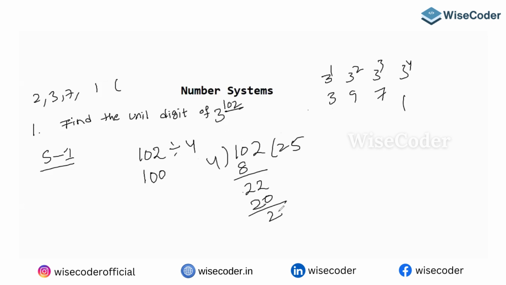So put which power I want, 3. So put 3 here. 3 square, what is the unit digit, guys? 9. That's going to be the answer. Definitely 100 is a multiple of 4, so always think of multiples of 4s. The job is going to be easy. When 100 is a multiple of 4, I am left with 2, which means 3 square. 3 square, unit digit is 9. That's how you can get your answer.